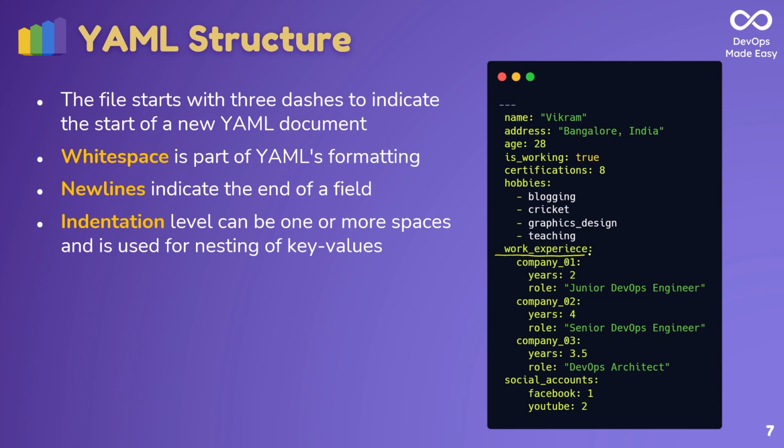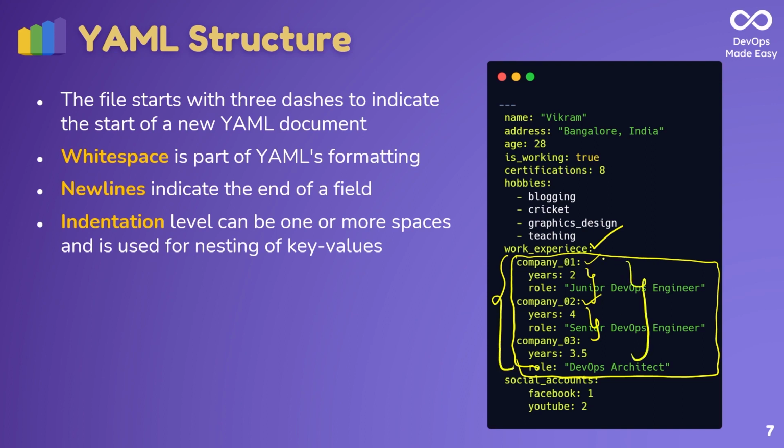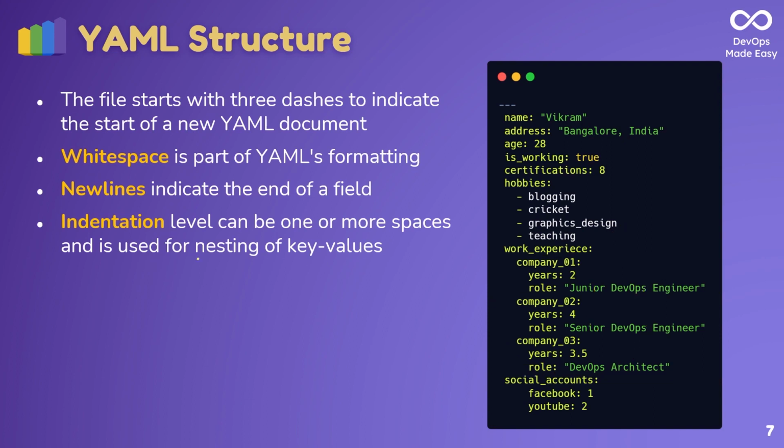Let's say work experience, here it is a key. And what is the value? Everything that is indented, till this part, this whole part is indented. So this complete indented part becomes the value for this key. Again it is a dictionary because it has key value pairs. Company one is a key and these are values. Company two is a key and these are values. So for work experience, this complete part becomes a value, and inside this value, again we have key value pairs. That indicates a nesting of key value pairs.